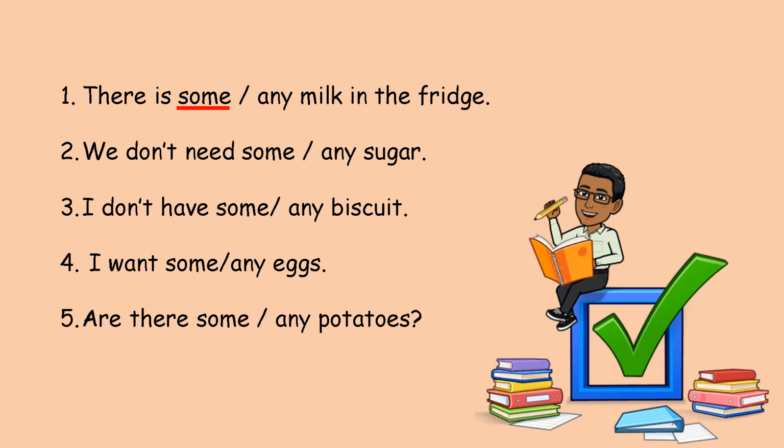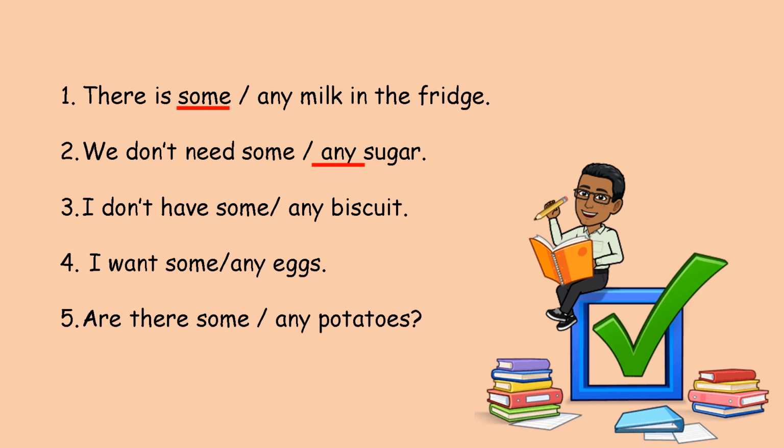Number 2. We don't need any sugar. What type of sentence is this? We don't need some sugar, or we don't need any sugar? This is a negative sentence. So for negative sentence, we choose any. We don't need any sugar.